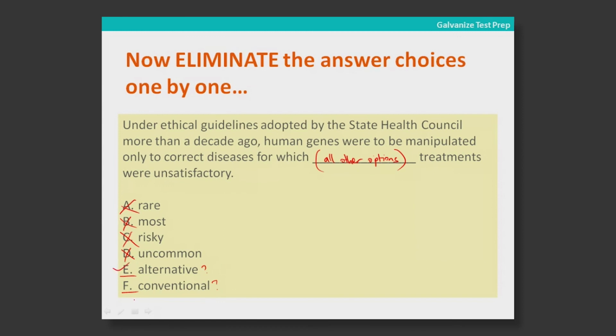What about conventional? Well, conventional treatments also suggests all of the treatments that everybody's already following. It's not the last resort, it's the common resort. So it would also be a pretty good fit to suggest all the treatments that already exist. When you plug it back into the sentence, both of these would bring out similar meanings in the sense that all other possible treatments that are generally followed don't work, therefore we have to resort to gene manipulation. You can easily see how none of these other options present that meaning at all or even come close.